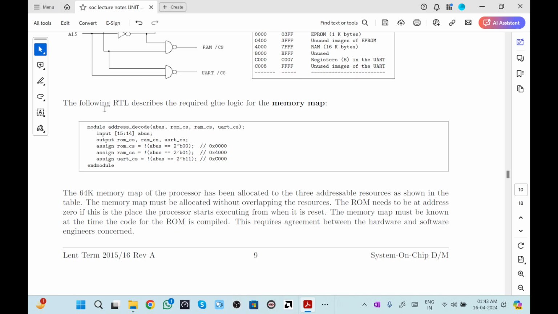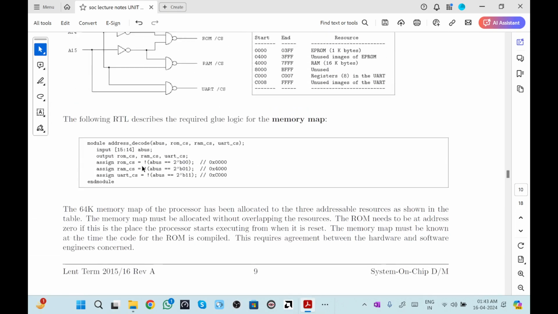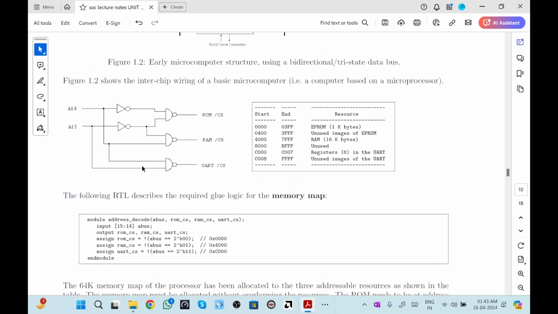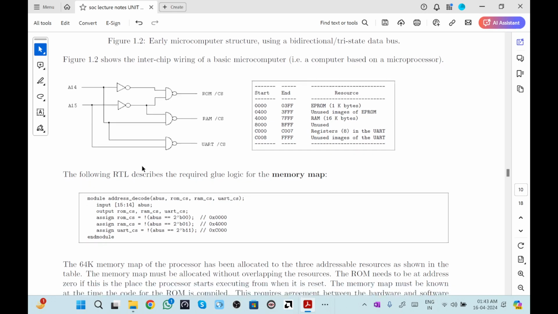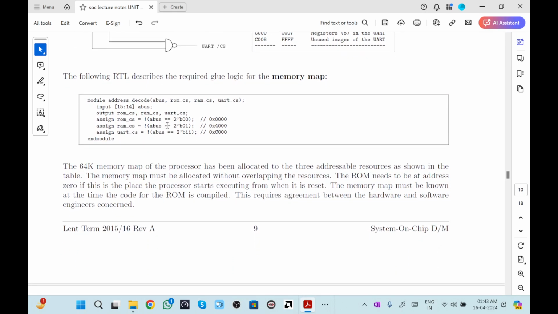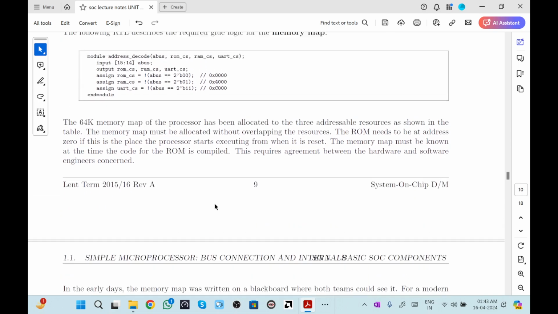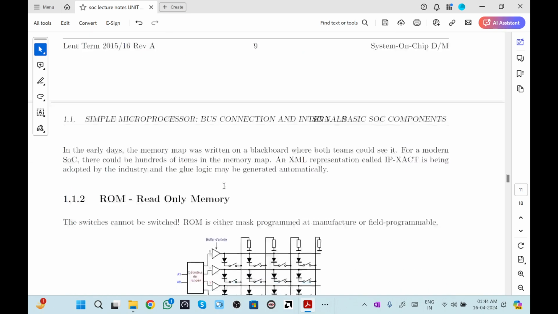To execute the memory map, we are assigning the bus address 00, address 01, address 10, and the last is the not-of condition. That's how we are creating the memory map using RTL logic. If some of you are aware of the Verilog language, it will be easier for you, or you can just have a look. So this is all about the basics.